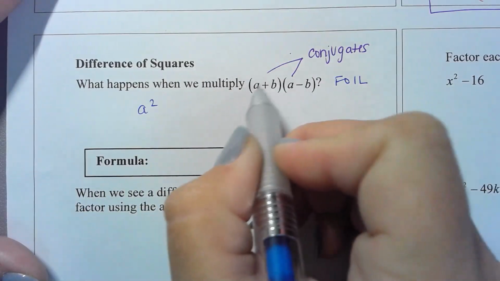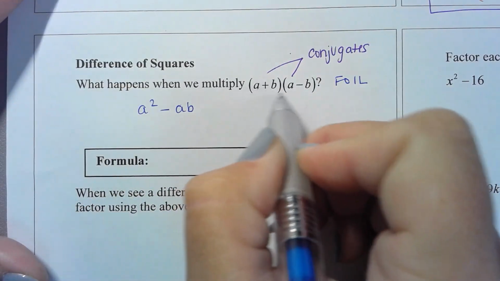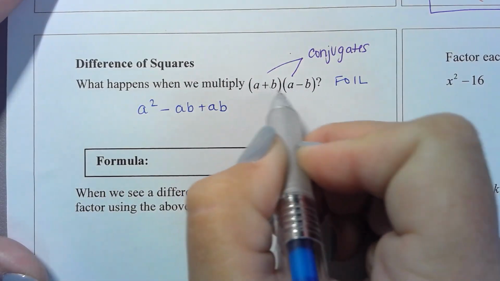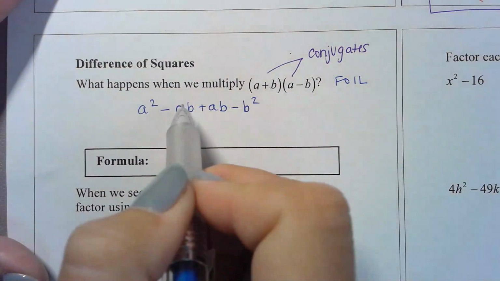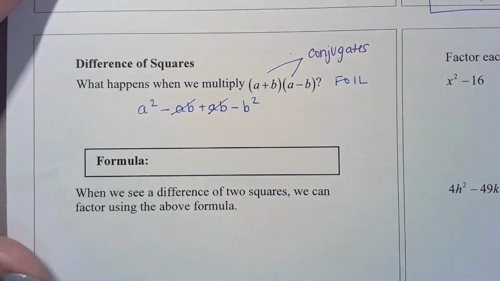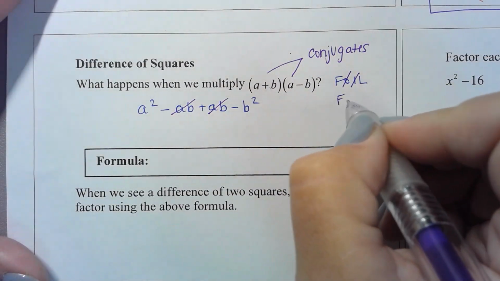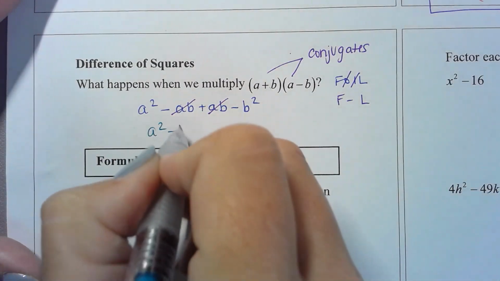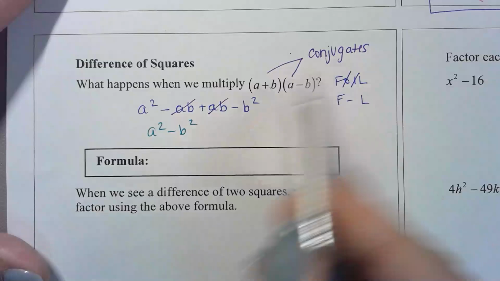We had a negative times a positive, so a negative, and a times b. Went to the inside, we got a positive a times b. And then when we did the end, we got a negative times a positive b squared. And so when we multiplied conjugates, the outside and the inside always went away. So we said you actually don't need to FOIL, you just need to do the firsts and the lasts. And that got us to a squared minus b squared. So again, this is just what we were doing on our previous lesson.